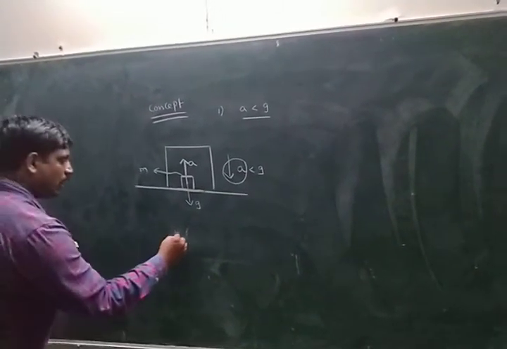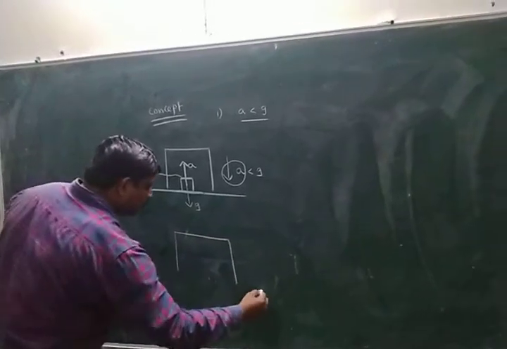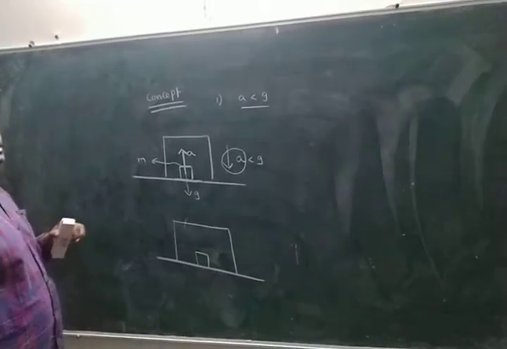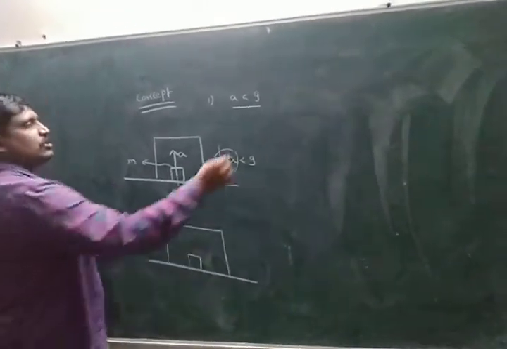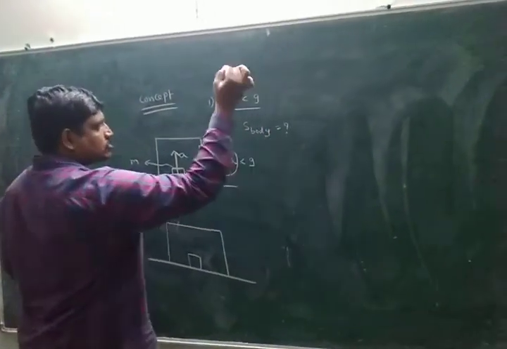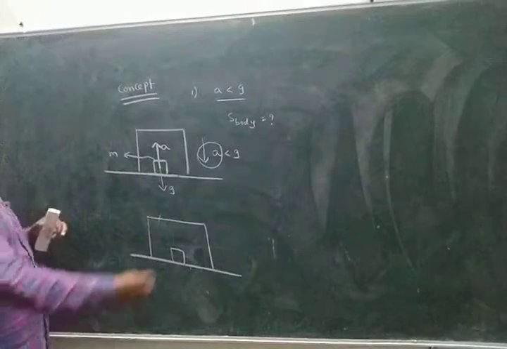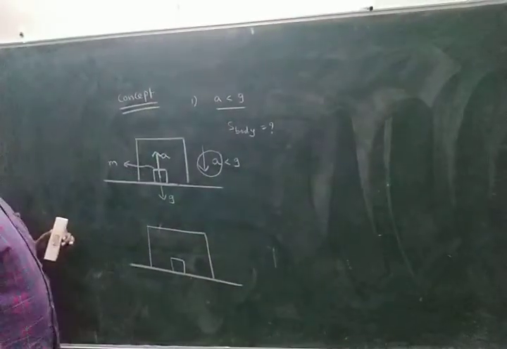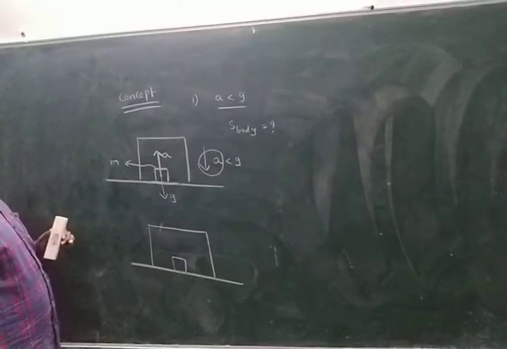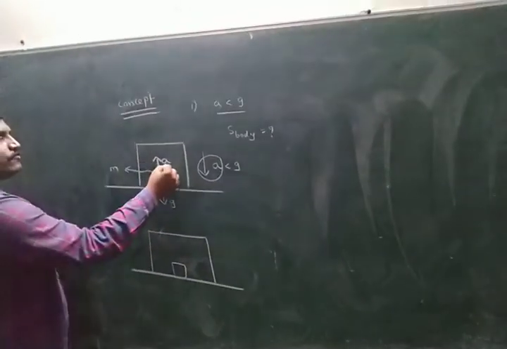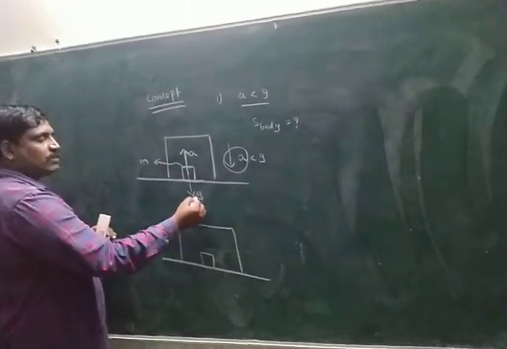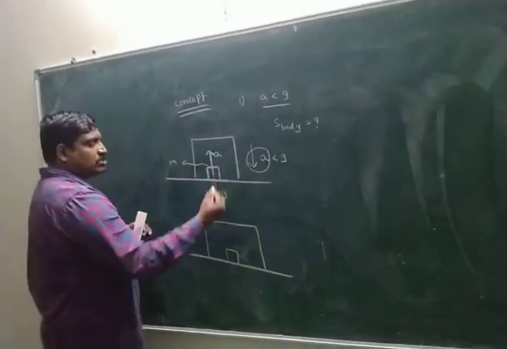That's why after t seconds, the body is always in contact with the floor. After t seconds, the question is the displacement of the body. Here, according to the condition, a is less than g. That's why the upward force is less compared to the downward force, so this body touches the surface.